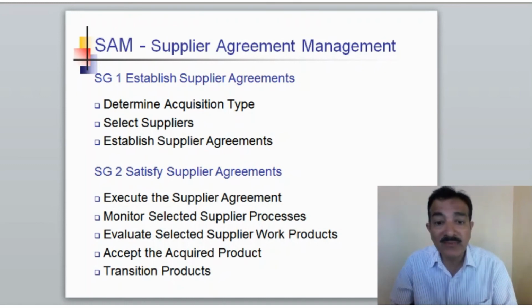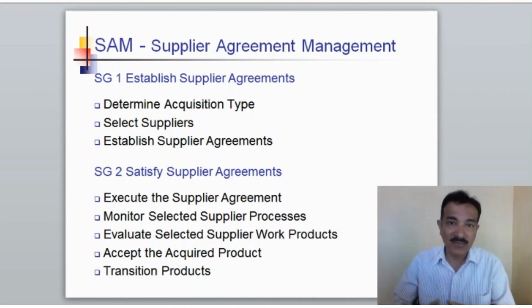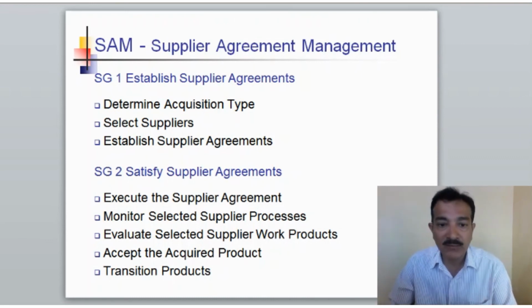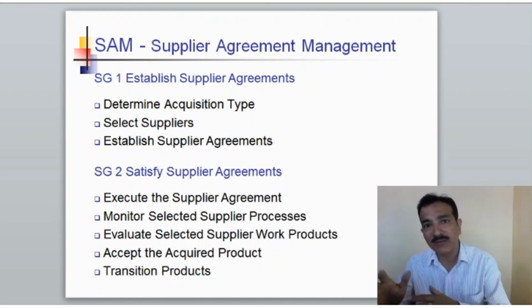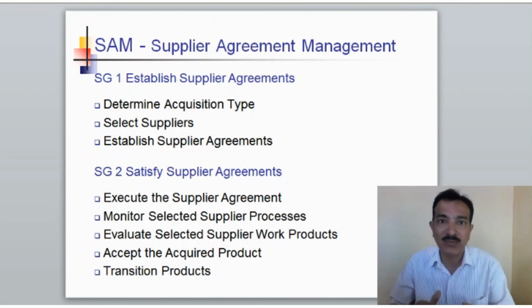Evaluate selected supplier work product. Once the vendor has actually delivered the product, you would evaluate whether the selected supplier work product has met the requirement or not. So you will validate it and check that whatever the vendor is producing is something you are actually requiring, that this is the product made as per specifications basically.